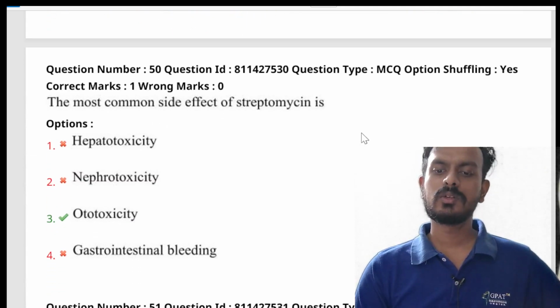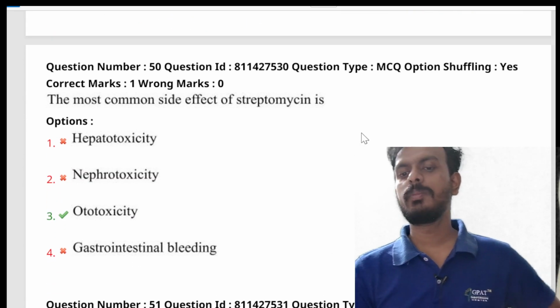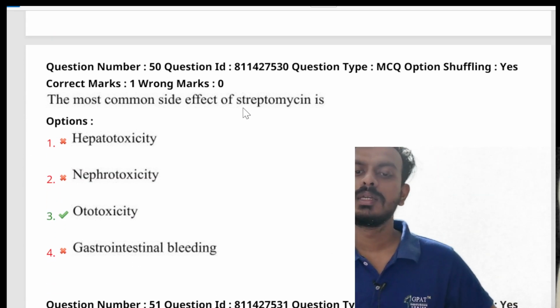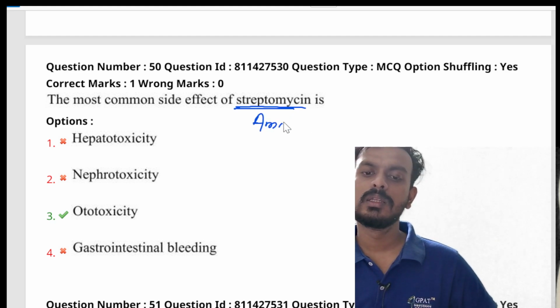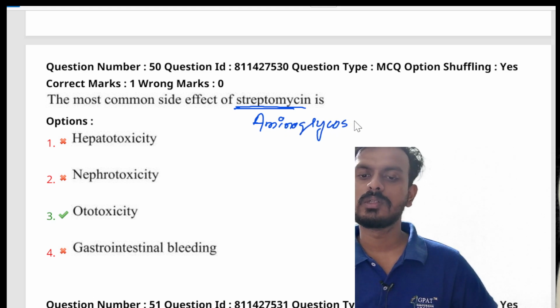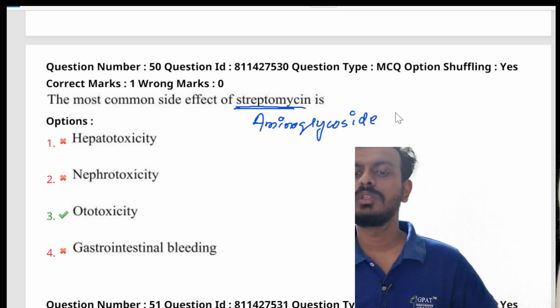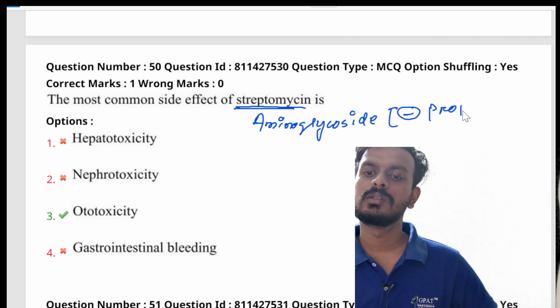So moving to the next question: most common side effect of streptomycin. Okay, streptomycin, what is the most common side effect? So remember, streptomycin is which class of antibiotic? This is an aminoglycoside. How do they basically show their mechanism of action? By inhibiting protein synthesis.